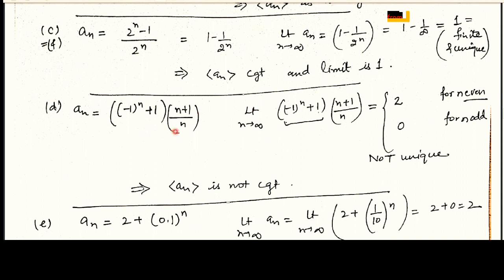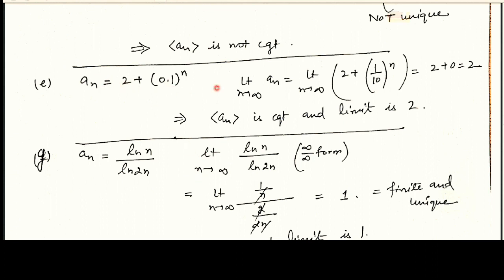In the D part, again our sequence is converging to 2 whenever n is even. Now just see, this number is approaching 1 as n goes to infinity. When you take n common in the numerator, it will cancel out with the denominator and you will get this limit is 1. But when your n is even, this number is again 1. So 1 plus 1 is 2 into 1, which is 2. So whenever your n is even, the limit is 2. But whenever your n is odd, you will get minus 1 plus 1, which is 0. So we have different limits. The limit is not unique, so this sequence is not convergent.